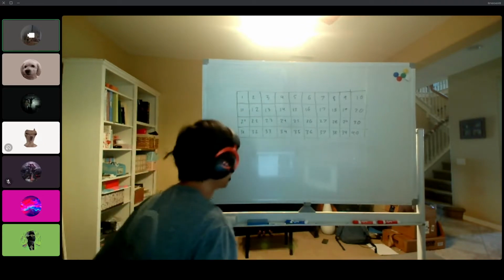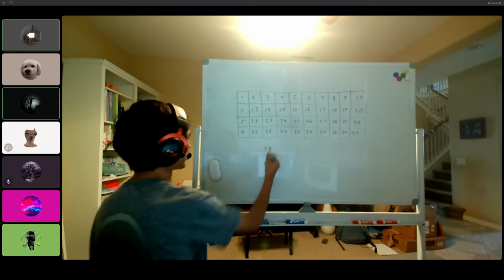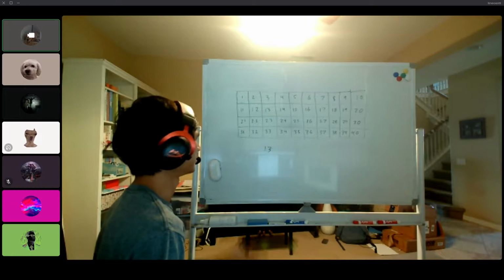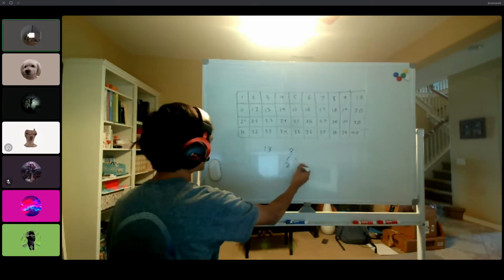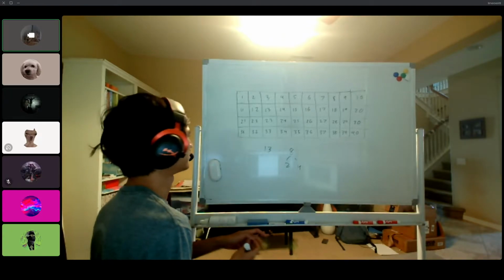So basically, let me scoot this back. If we have 13, if you try to pick any number that isn't 1 or 13, it won't divide it. But if I pick like 8, you could pick 2 and 4, right? Thus 13 is prime and 8 is not.